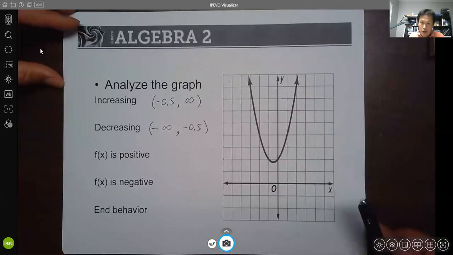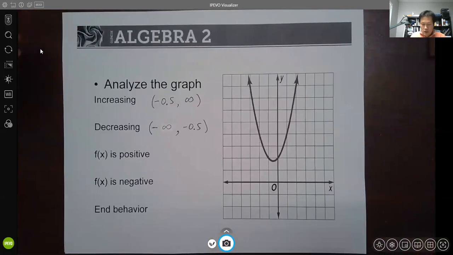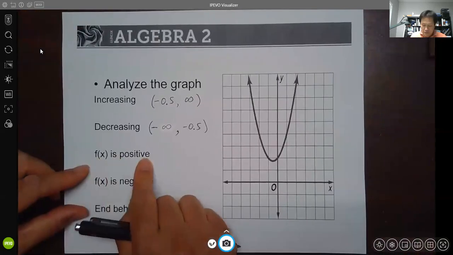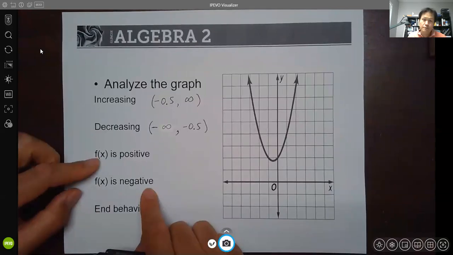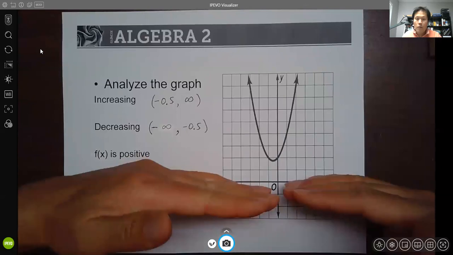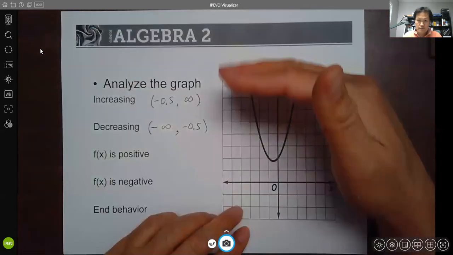Okay, going back to the first question. F of x is positive. F of x is negative. What are you talking about? F of x is y. So anywhere above the x-axis is positive.